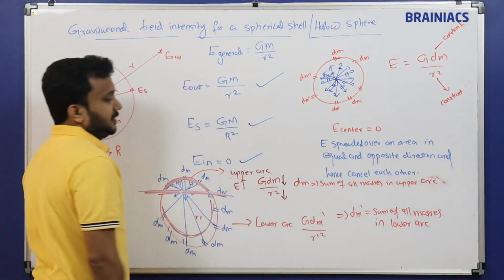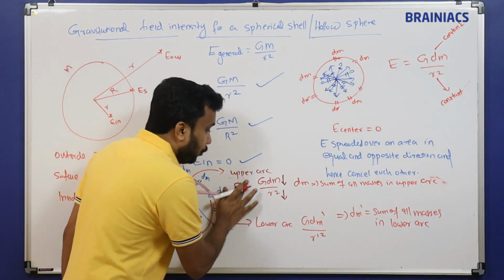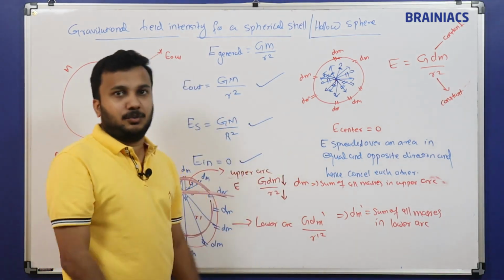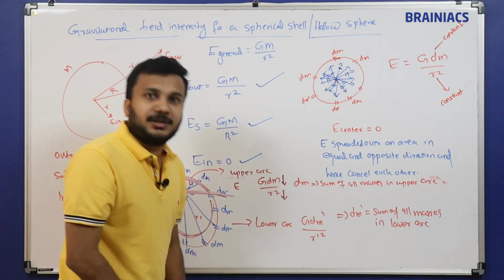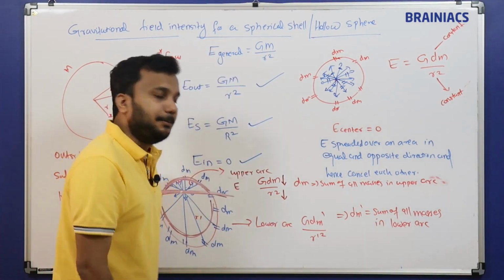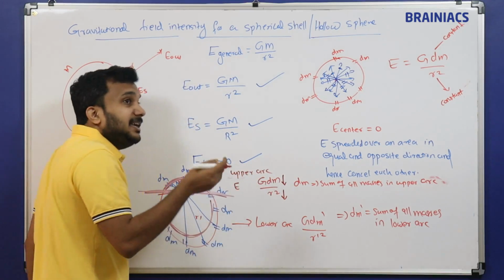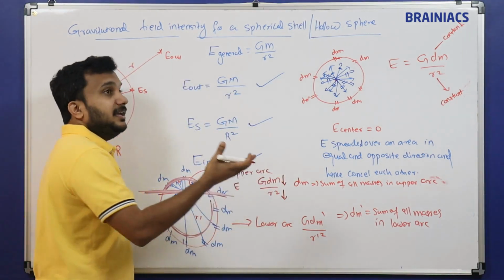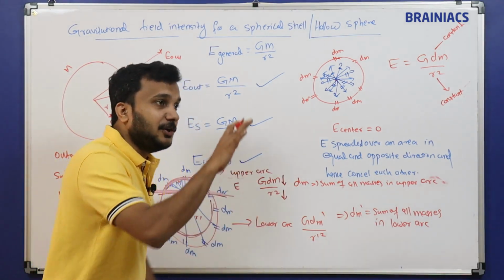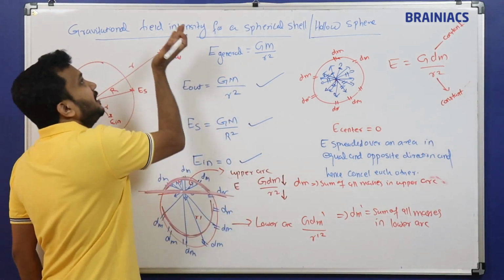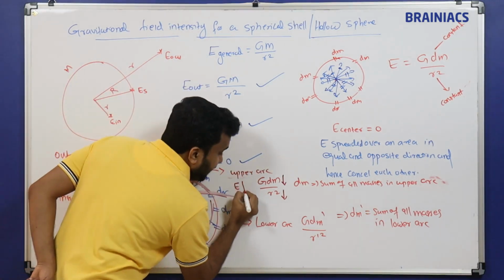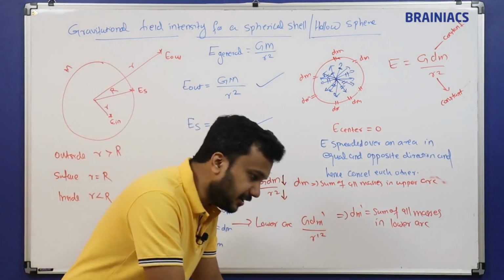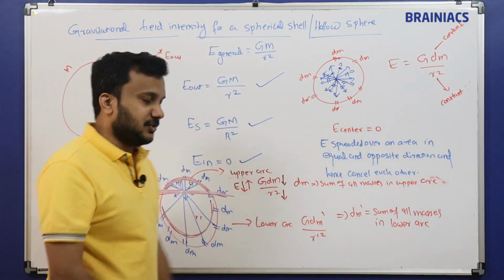E will increase. Okay, numerator decreases means E will come down, but r is reducing. If r is reducing, it means E will go up. So because of dm, E will have a tendency to go down, and because of r square being a lesser value, if denominator is decreasing, E will increase. So because of dm it decreases, and because of r square it increases. So one decrease, one increase, more or less constant.